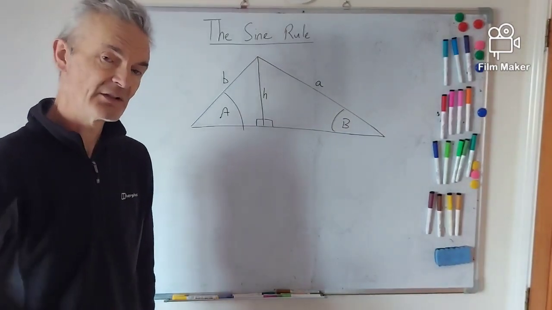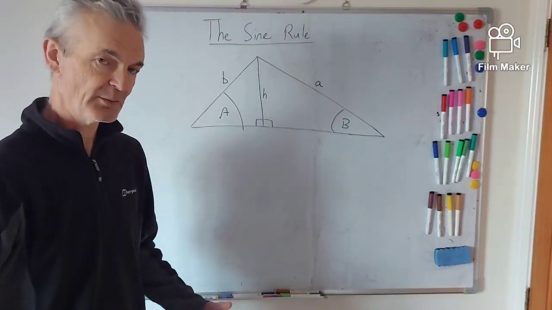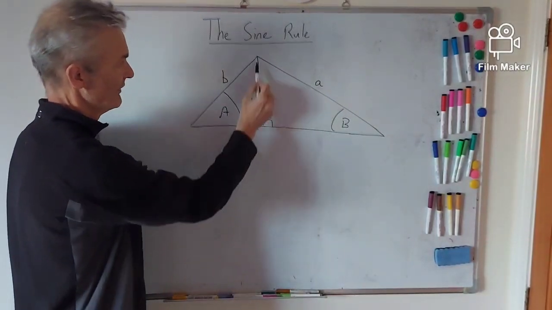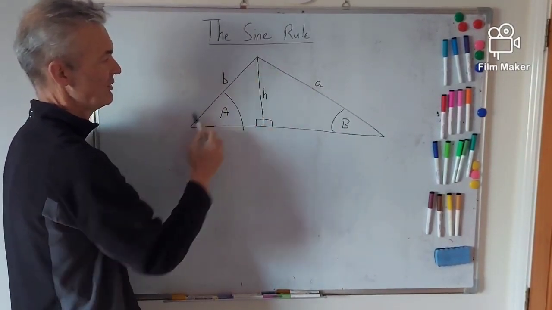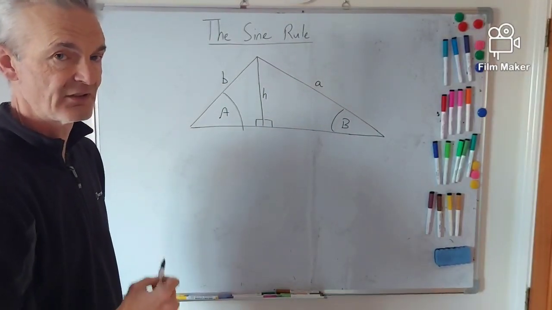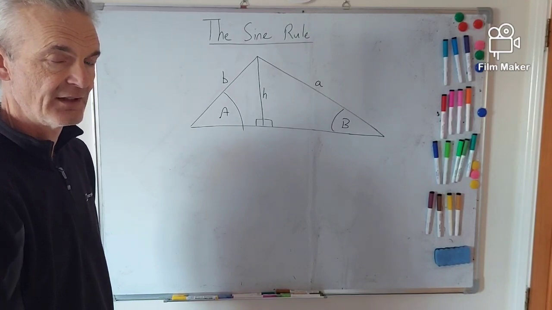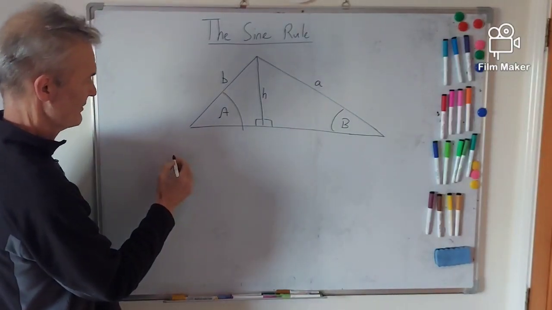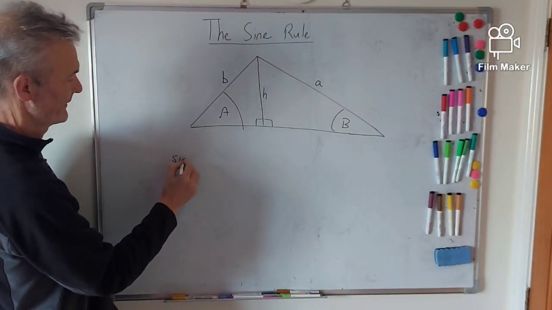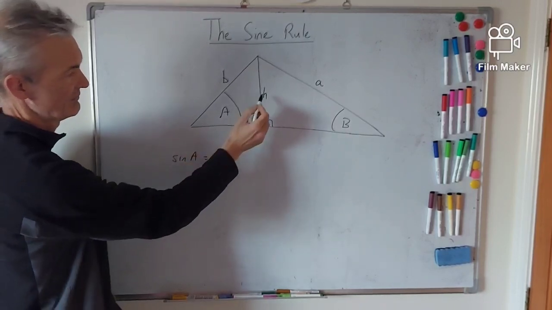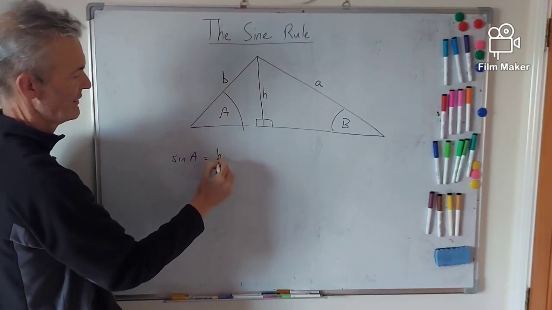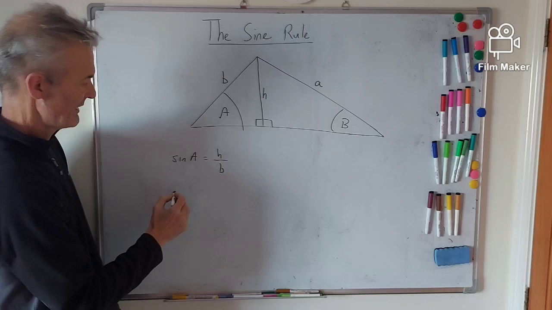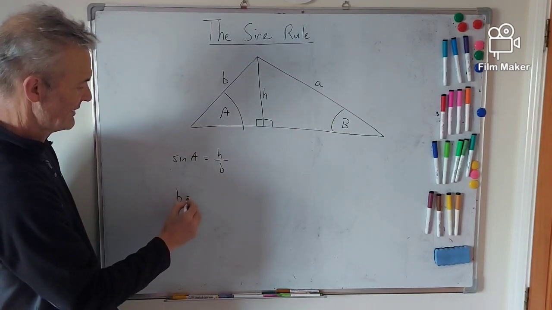Now we can use our knowledge of right angle triangles to help us prove the sine rule. So I'm going to look at this triangle here first. Now I'm assuming that you know how to use SOHCAHTOA for right angle triangles. If you're not sure about that, check my previous videos. I'll put a link below for that. So we can say sine A equals opposite over hypotenuse, so H over B. Now I'm just going to multiply through by B to make this H equals. So we get H equals B sine A.